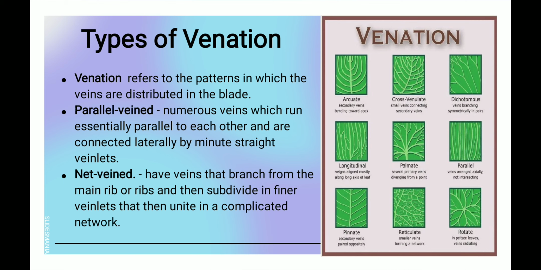Parallel veins are numerous veins which run essentially parallel to each other and are connected laterally by minute straight veinlets. When we say net veined, these are leaves that have veins that branch from the main rib or ribs, then subdivide into finer veinlets and unite in a complicated network. Other types of venation are arcuate, cross-venulate, dichotomous, longitudinal, palmate, parallel, pinnate, reticulate, and rotate.